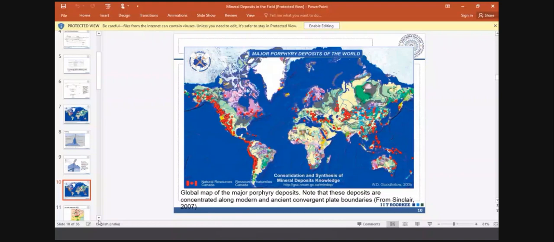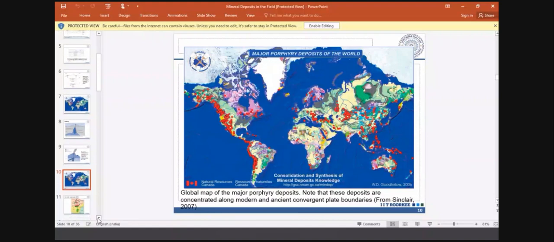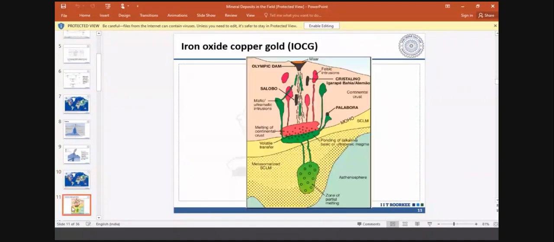So we geologists try to study the rocks and try to find out what type of deposits can be associated with different environments. So these are the processes.